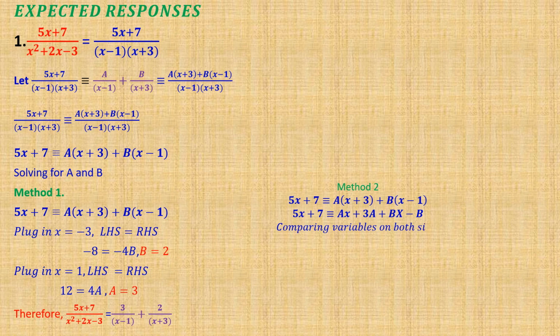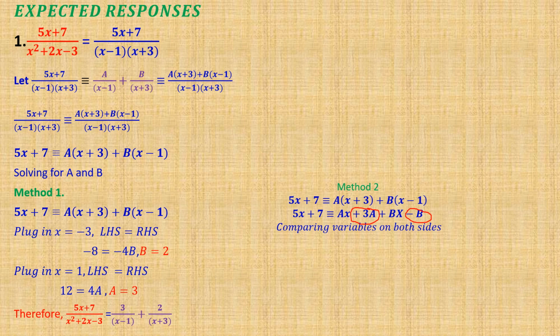Now when I compare the variables on both sides, I realize that I have constant terms. On the left hand side, the constant is only 7. And on the right hand side, the constant is actually negative b plus 3a. I have negative b as my constant here, plus 3a. Those are the constants. So if I equate them, I come up with an equation.